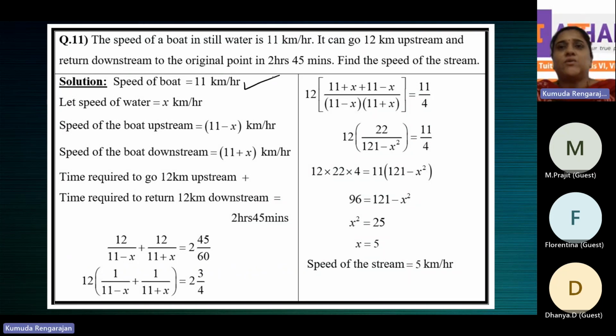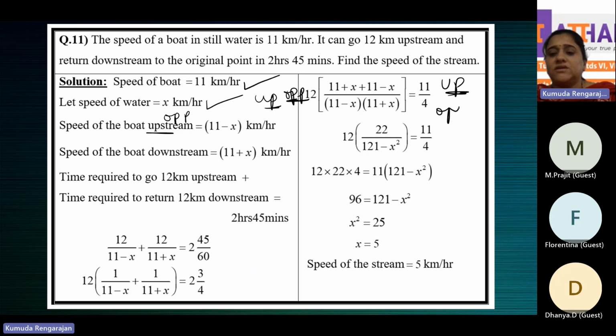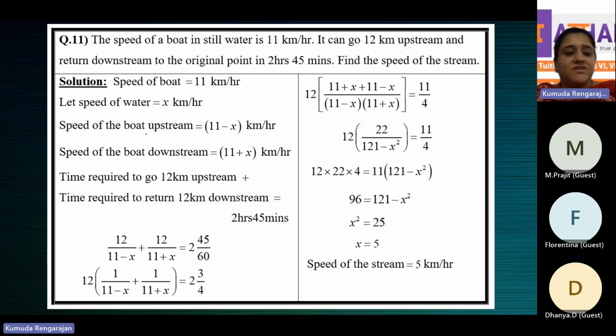So the speed of the boat is given to us, 11 kilometers per hour. Let the speed of the water be x kilometers per hour. The speed upstream is opposite direction. You can remember like this: UP, up has P in it, opposite also has P in it. So upstream means opposite direction. Opposite direction means your enemies. Nobody will help; the water will not help the boatsman.